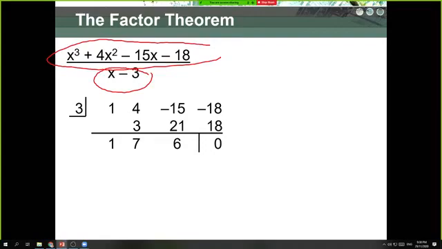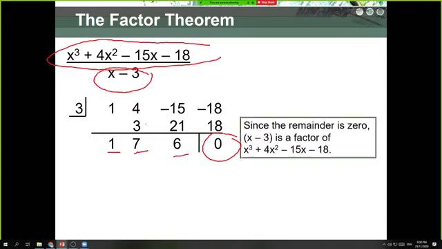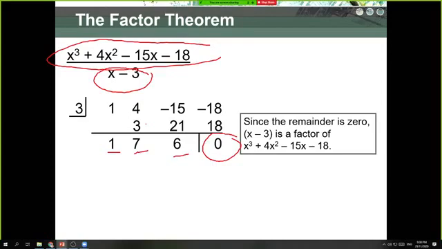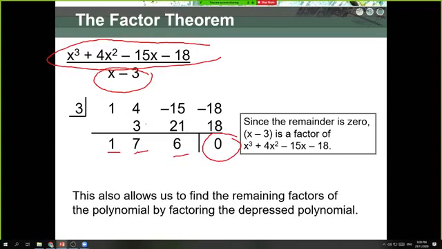Now, you have noticed that the remainder is 0. So, check this. Bring down 1, multiply, you'll have 3 there, and you combine 7, multiply, that's 21, combine, that's 6, you'll have 18 there. The remainder is really 0. So meaning, since the remainder is 0, x minus 3 is a factor of x cubed plus 4x squared minus 15x minus 18.